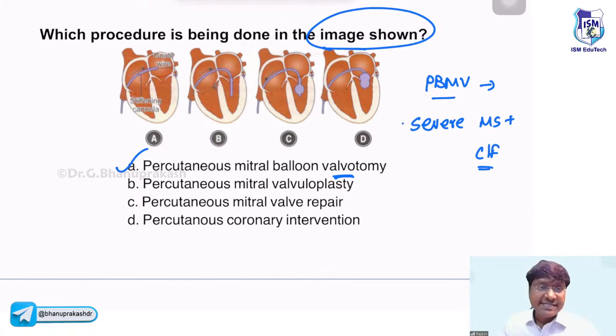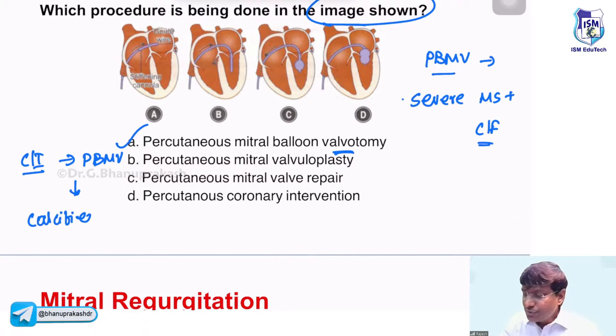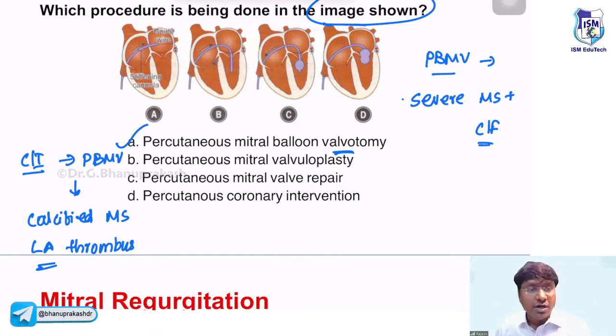At the same time, you need to be very much aware of the contraindications of PBMV. The contraindications of PBMV are, number one, calcified mitral stenosis. You should not do PBMV, right? And if there is presence of left atrial thrombus, then you should not do PBMV. These two are the contraindications for PBMV. So in these two conditions, what we need to do is the surgical mitral valve replacement, okay? So that is about your mitral stenosis story.